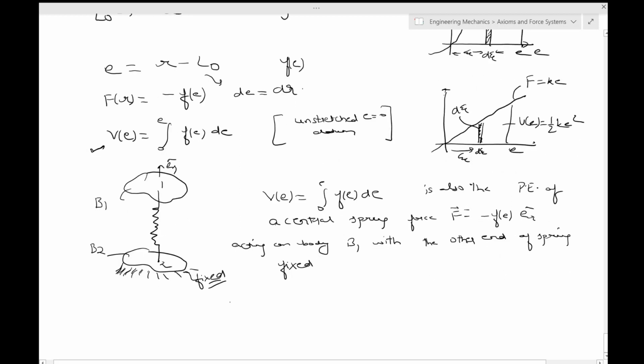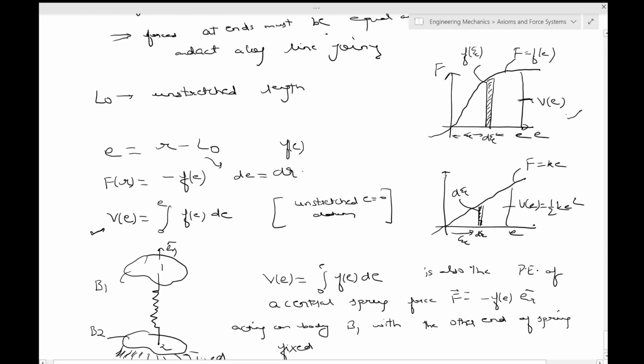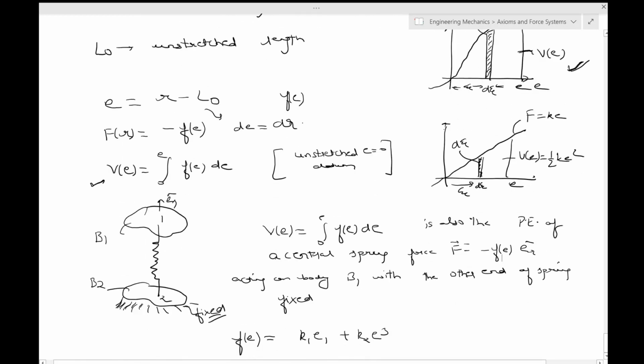So if you have, for example, F of E is equal to K1E plus K2E cube, a non-linear one, okay, something like this. In that case, you can just put this over here and integrate it. So for this case, you will have this is equal to half K1E square plus 1 by 4 K2 E4.